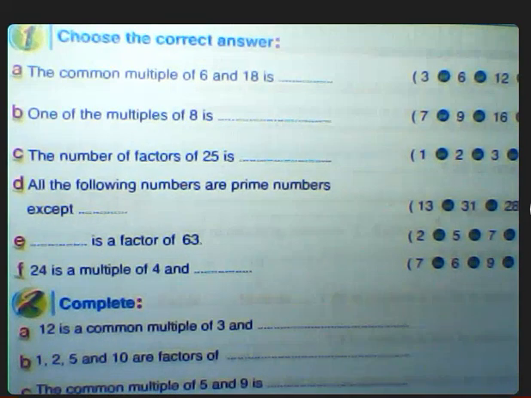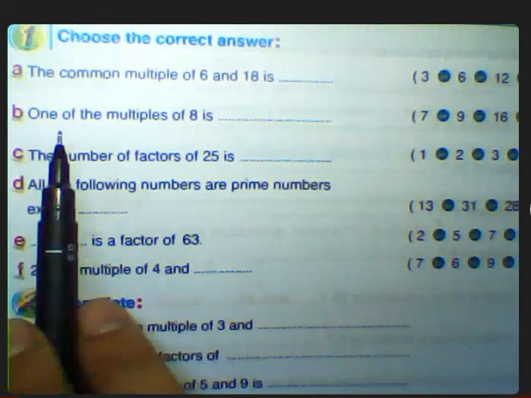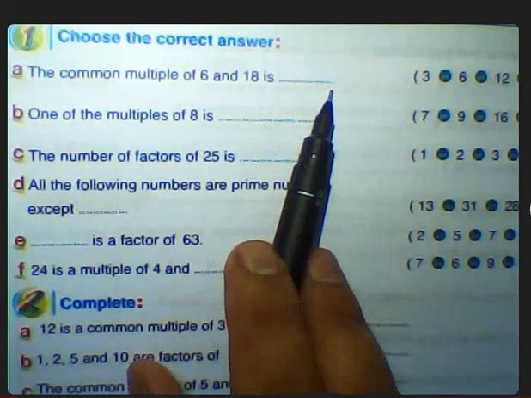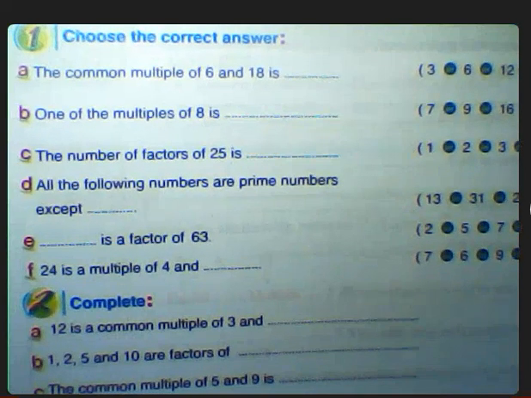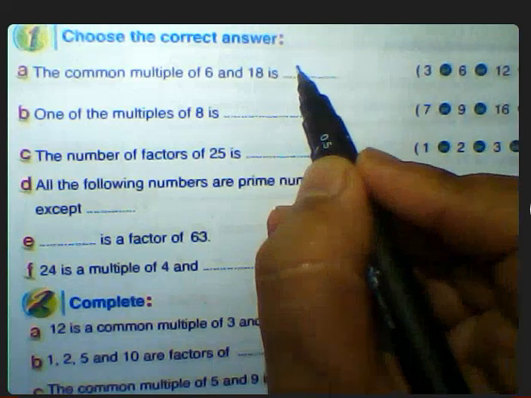Look with me at question number 1. Choose the correct answer. Letter A. The common multiple of 6 and 18 is space. 18 can be divided by 6. Then 18 is a common multiple of 6. We can write here 18.